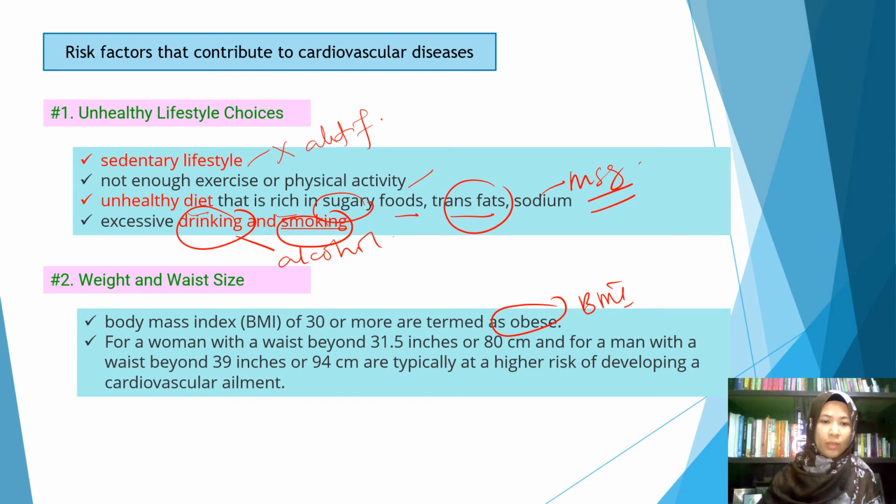Okay. So, for a woman with a waist beyond 31.5 inch or 80 cm, boleh ukur gunakan tali tape tu. Okay, mungkin ada di rumah awak. Okay, ibu awak guna untuk ukur baju awak dan sebagainya. Tolong cek. Okay, untuk kaum perempuan. And then for a man with a waist beyond 39 inch or 94 cm are typically at a higher risk. High risk of getting cardiovascular diseases. Sangat bahaya. So, better check.